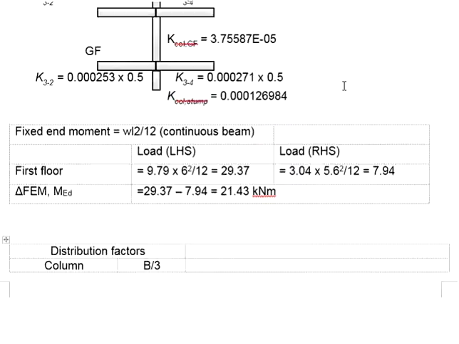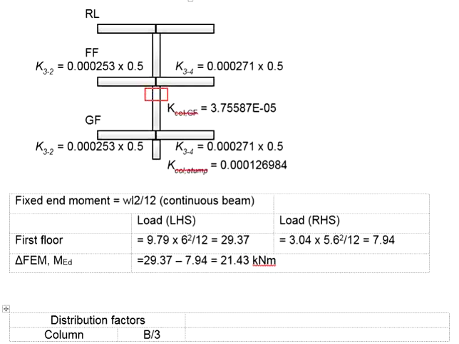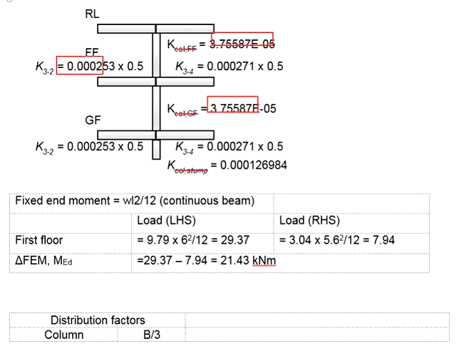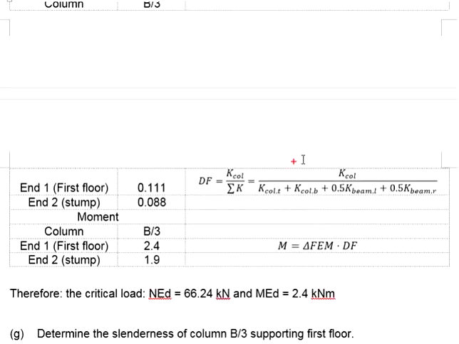In order to get the distribution factor here, you will take this stiffness divided by the total stiffness of this joint, which is this plus this multiplied by 0.5 plus this multiplied by 0.5. Ultimately, you get the distribution factor of 0.111.